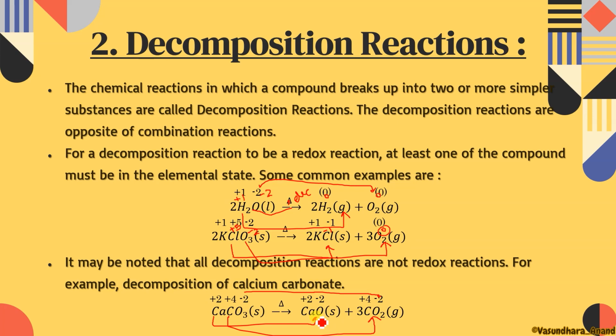So how will you understand when it is oxidation reduction and when it is not? For that, the first thing I have told you is to find the oxidation number and check whether it is decreasing or increasing. Or another way, if it is a decomposition reaction, you have to check that at least one compound must be in the elemental state. Like carbon is here in the free state, or oxygen is in the free state, or calcium is in the free state, then it could be, isn't it?